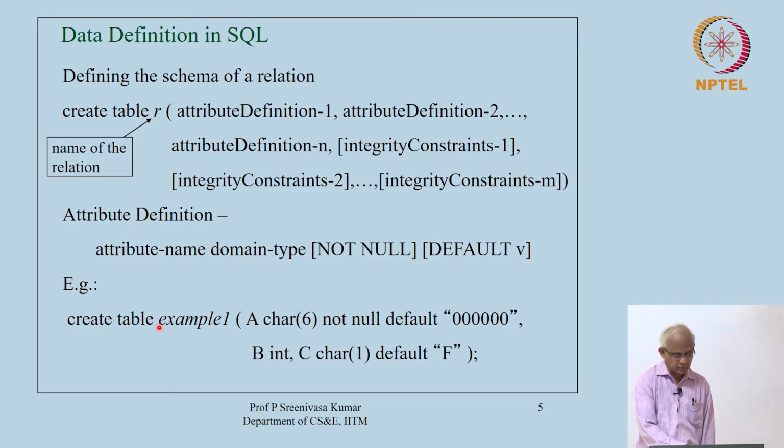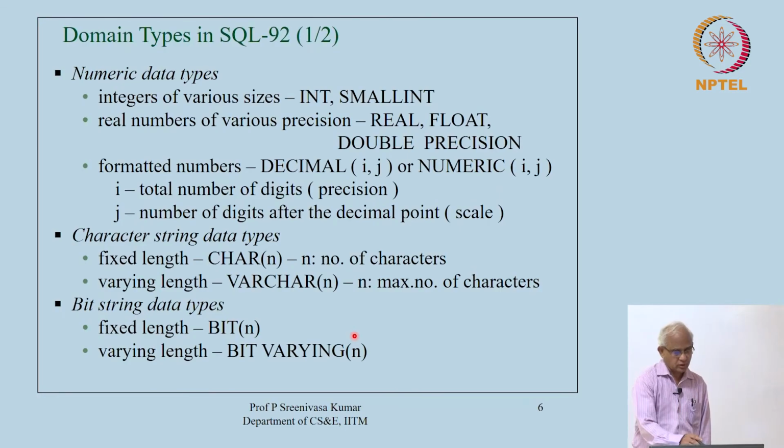For example, create table example 1, it has A and B and C, these are the 3 attributes. So, A is 6 character length value, it is not allowed to be null, and its default is all zeros, and B is an integer, C is a single character whose default value is F. And there are lots of these domain types. I will not go into full details about this, but most of the types that you are used to in programming languages have their counterparts in SQL data types.